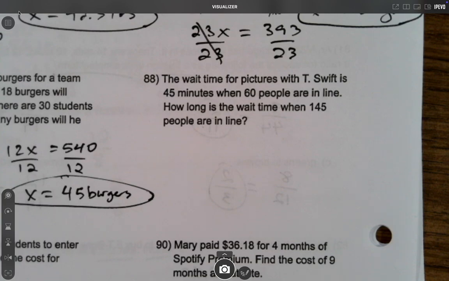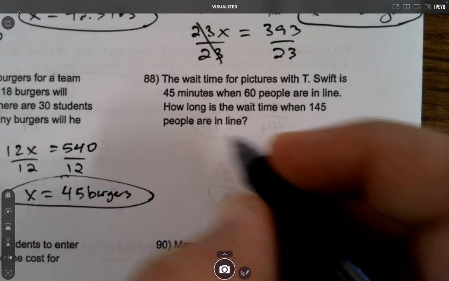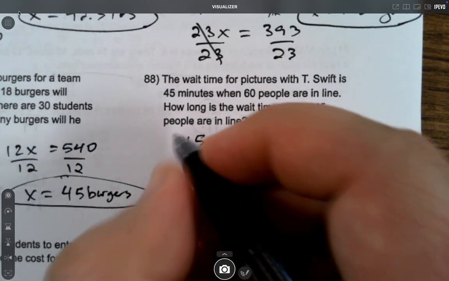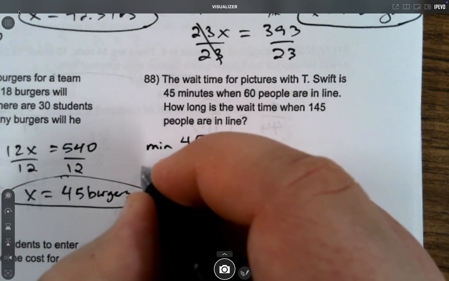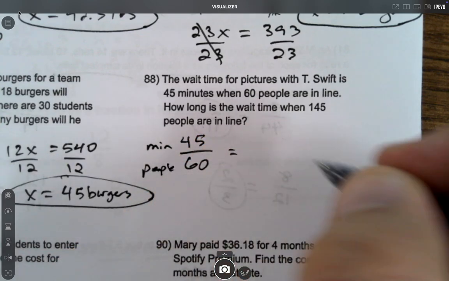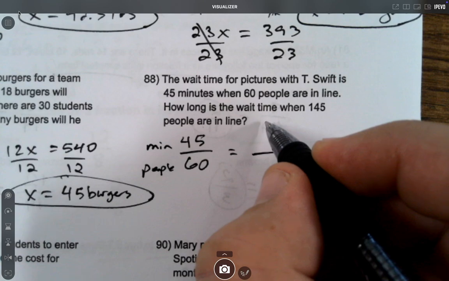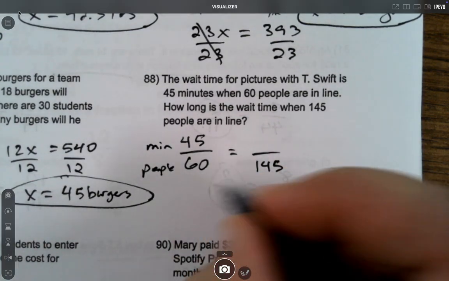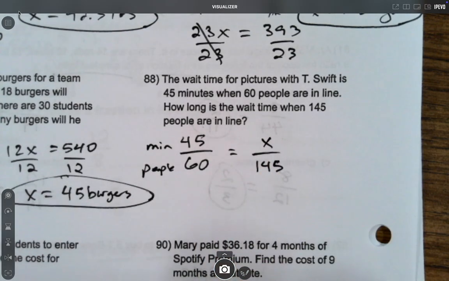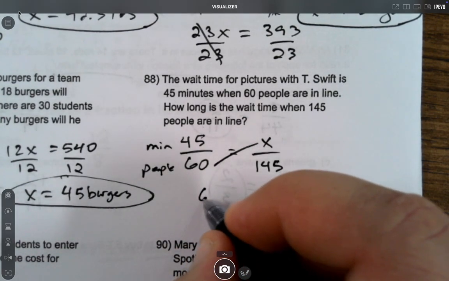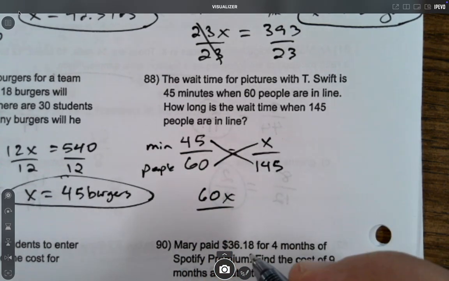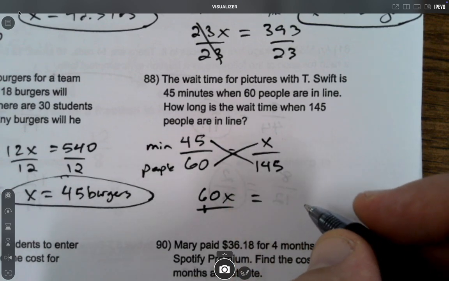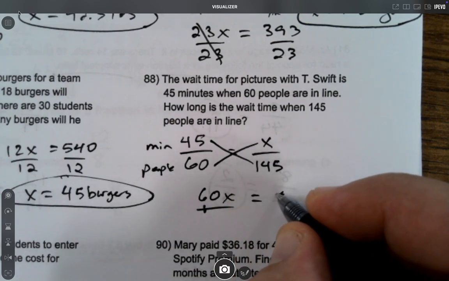'88. The wait time for pictures with Taylor Swift is 45 minutes when there are 60 people in line. So minutes is on top, people on the bottom. So how long is the wait time when 145 people are in line? So I put 145 down here because that's where I decided to put people, in the denominator. So then I cross multiply, 45 times 145, which is 6525.